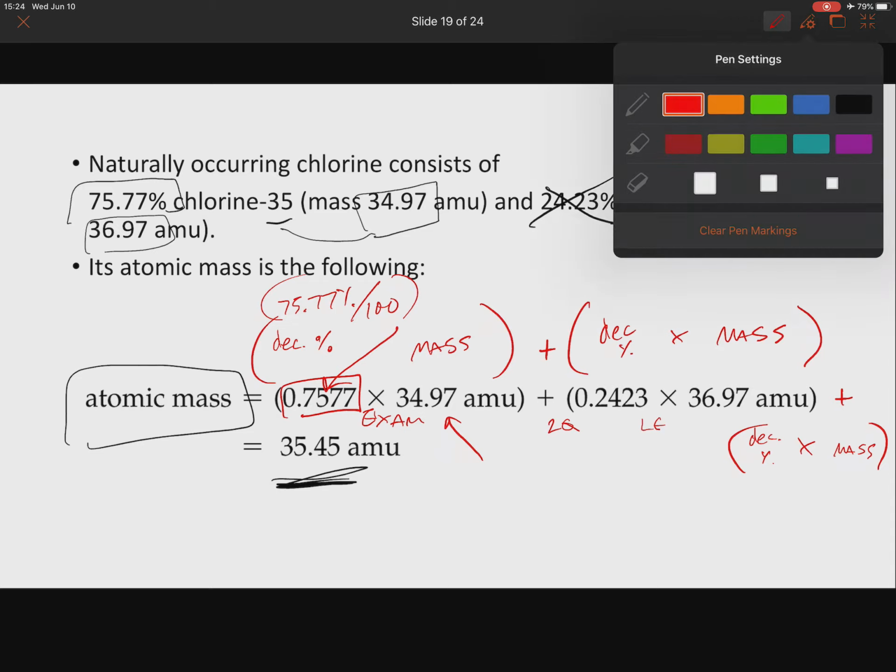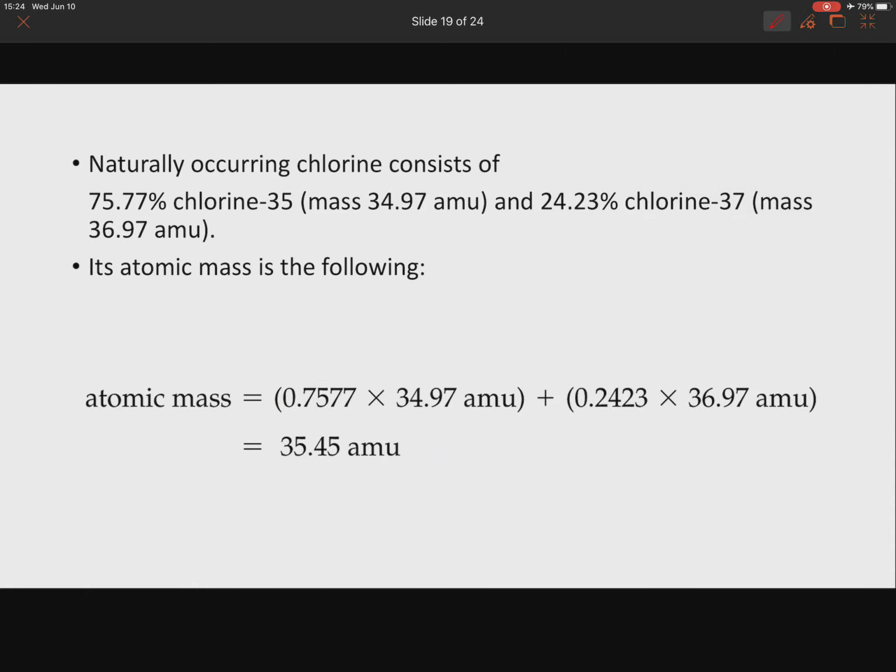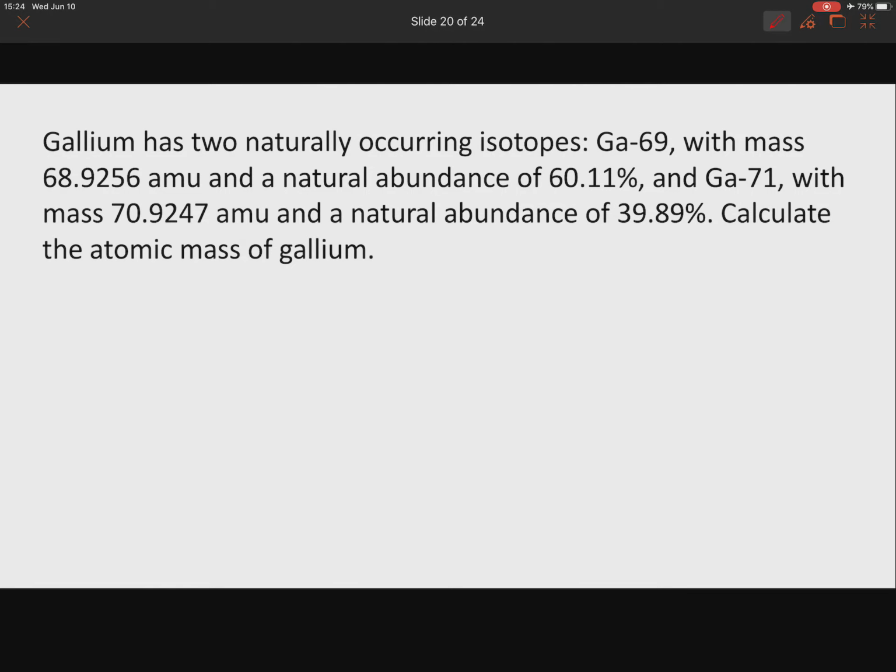Okay. So that was a problem that we kind of worked out together, or you could see the answer to. Why don't you try this one? Or we'll work this one out together too. First, gallium has 2 naturally occurring isotopes, gallium-69 and gallium-71. Now the percentages are given. We need to calculate the atomic mass of gallium. Now this is too easy to give you on an exam because the atomic mass of gallium is what's on the periodic table, and you could go find that out.